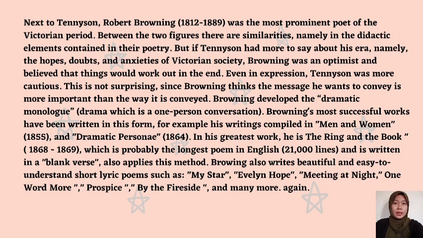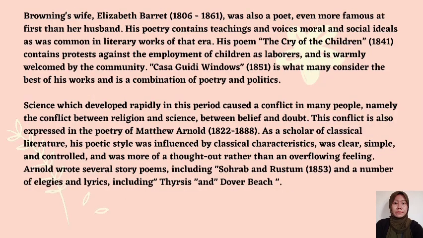In his greatest work, The Ring and the Book, 1868 to 1869, which is probably the longest poem in English and is written in blank verse, he also applies this method. Browning also wrote beautiful and easy to understand short lyric poems such as My Star, Evelyn Hope, Meeting at Night, One Word More, Prospice, By the Fireside, and many more.